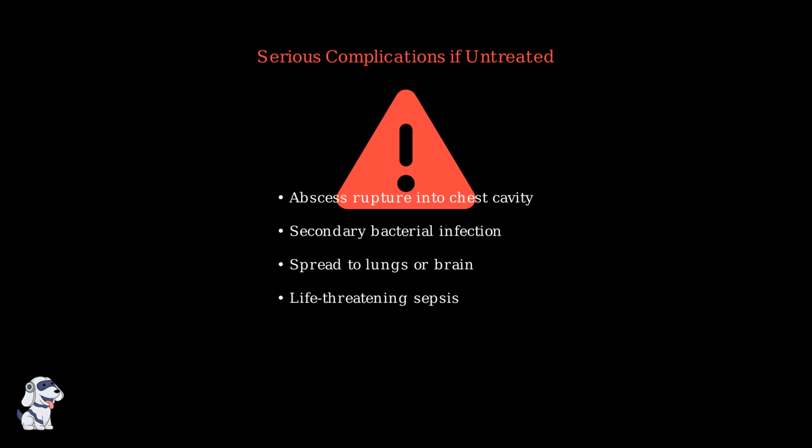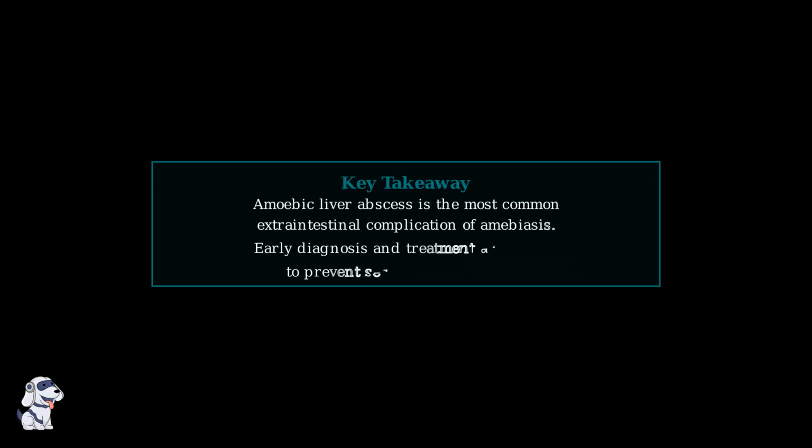These include rupture of the abscess into the chest cavity, secondary bacterial infections, spread to other organs like the lungs or brain, and severe sepsis. The key takeaway is that amoebic liver abscess represents the most common extraintestinal complication of amoebiasis. Early recognition of symptoms and prompt medical treatment are absolutely crucial to prevent the serious complications we just discussed.